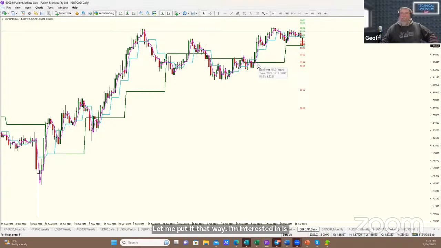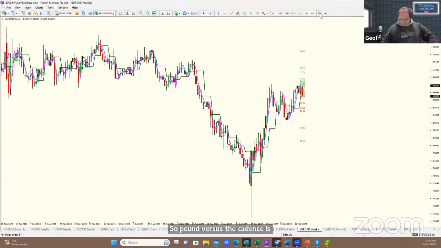This is where the CAD comes in, and we spoke about the CAD news, right? And that's going to be important to these particular situations. Whether it ruins them or whether it actually sets them up is something that I'm very, very interested in. So pound versus the CAD is first cab off the rank, if you like.